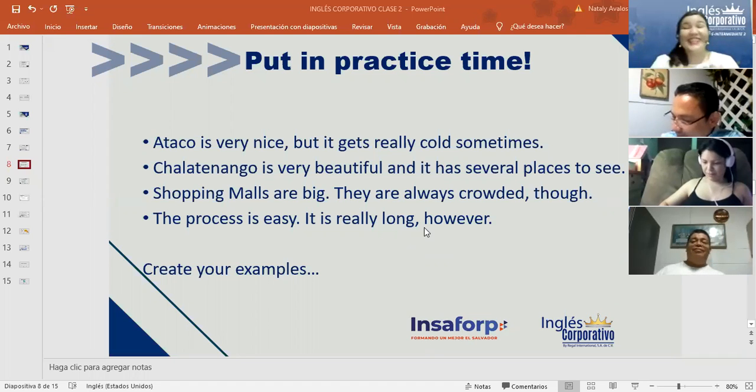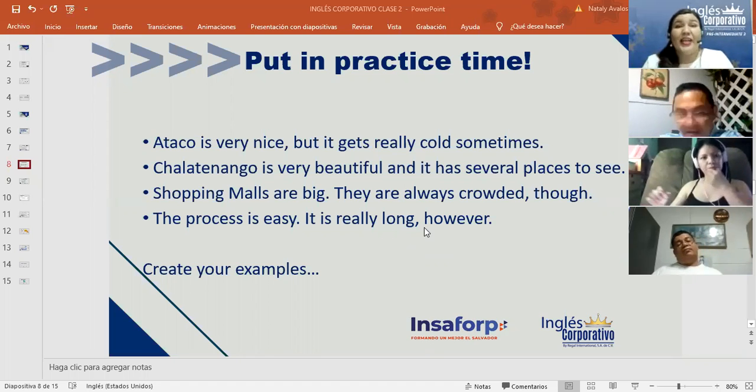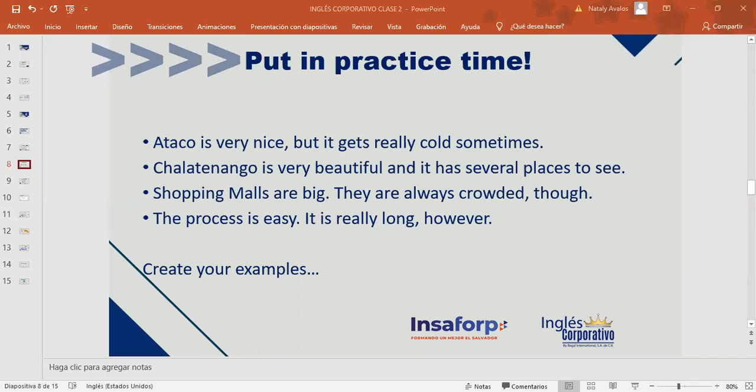These are my sentences. Ataco is very nice, but it gets really cold sometimes. Chalatenango is very beautiful, and it has several places to see. Shopping malls are big. They are always crowded, though. The process is easy. It is really long, however.